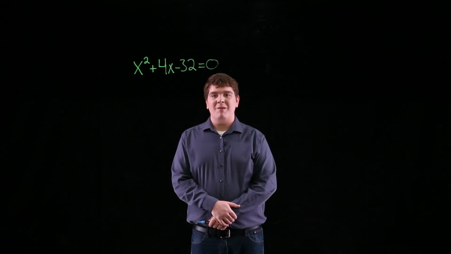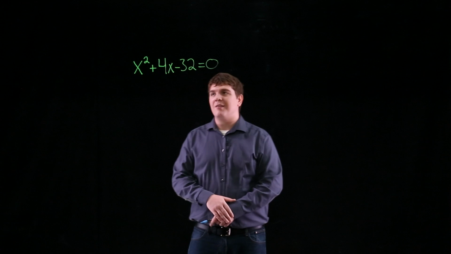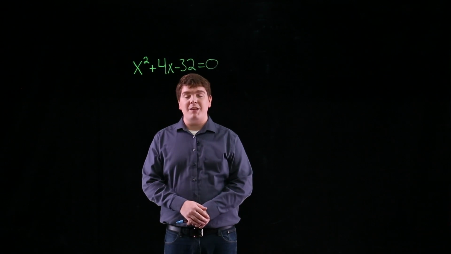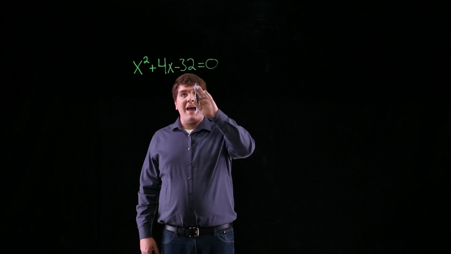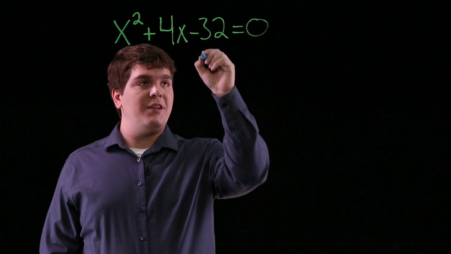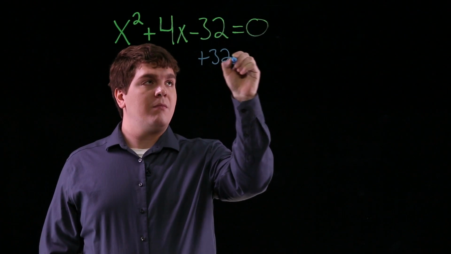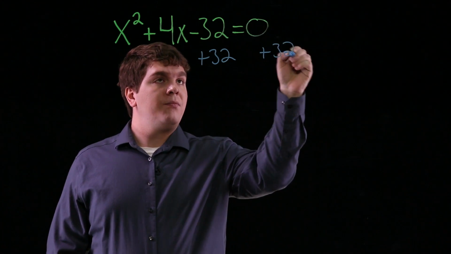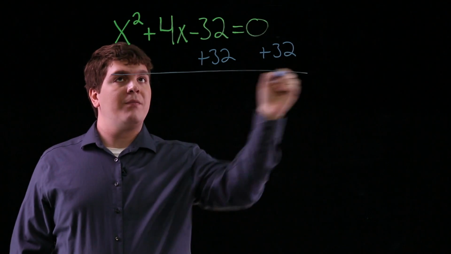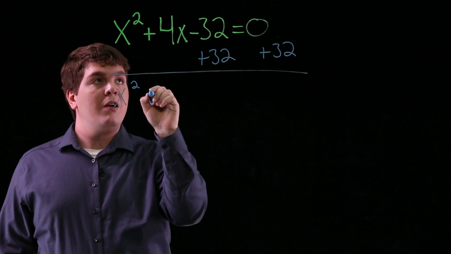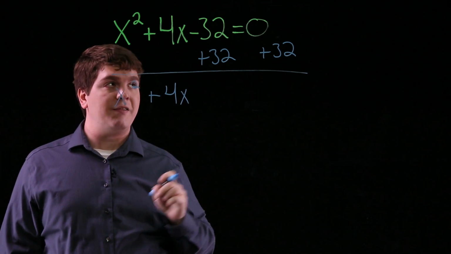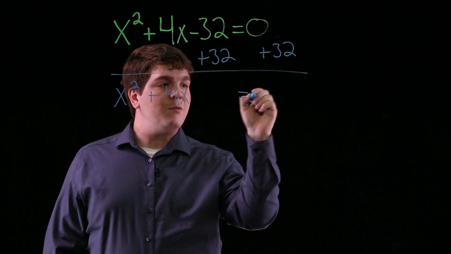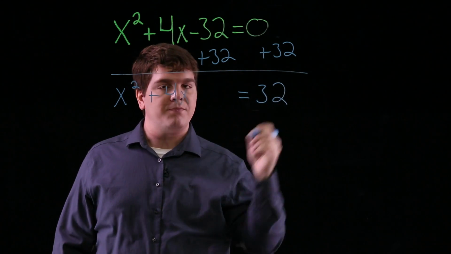Hi, I'm Gabe. For this problem, we're asked to solve the equation x squared plus 4x minus 32 equals 0 by completing the square. So let's begin by adding 32 to both sides of the equation. So what this leaves us with is an x squared plus a 4x. Now here I'm intentionally going to leave a space, and this is equal to 32.